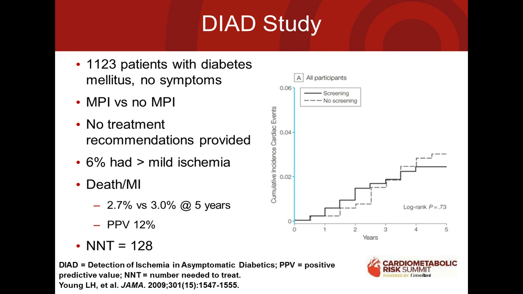And for that matter, the positive predictive value of a positive nuclear study was only 12%. So if you screen these patients and you find an abnormal nuke, the likelihood of them having an event is still only 12%. Almost 90% of these patients do fine despite having an abnormal nuke.